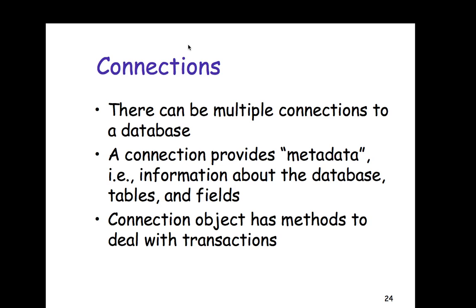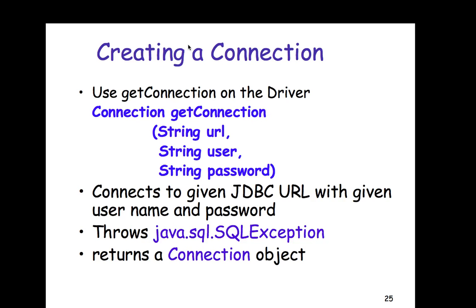And the connections, so we have multiple connections. Connections provide the metadata, the information about the databases, the tables, the fields, and then the connection object has methods to deal with the transactions. Where else do we get methods to deal with this stuff? Which is great, because now we can add something, remove something, manipulate the table, the result set, the information we got out of the table, with an object that has methods that have all the built-in functionality, which is great.